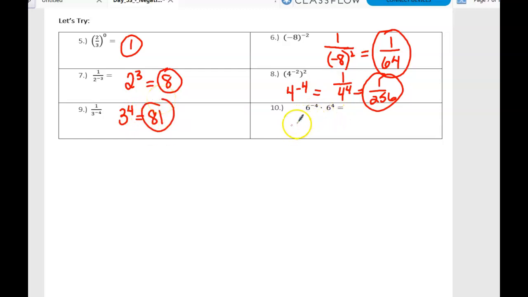And here we have the same base 6. Negative 4 plus 4 is 0. And anything to the 0 power is just 1.